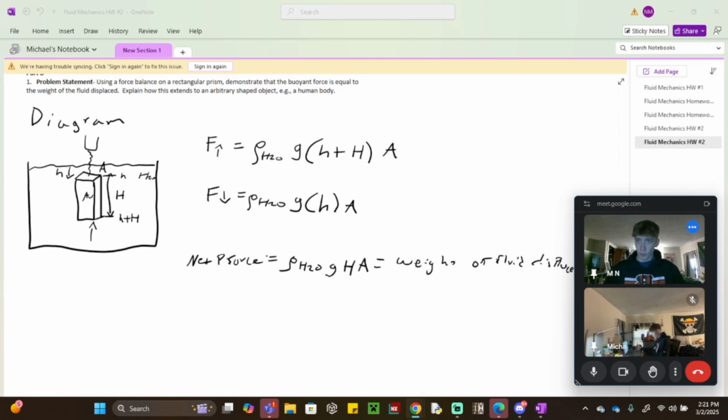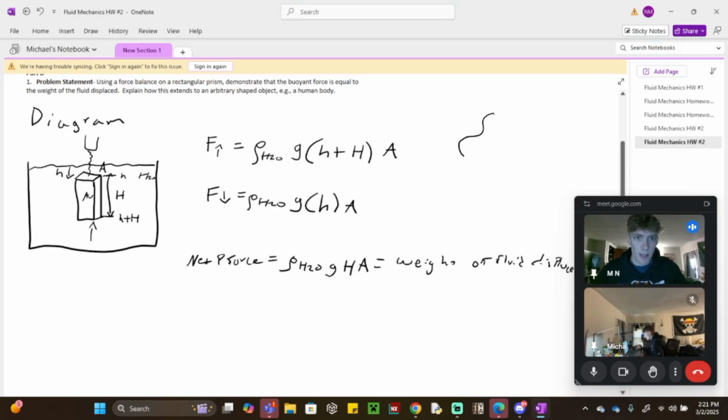So, how does this extend to an arbitrary shaped object, for example, a human body? We can pretty much look at any object the same exact way. We would just have to cut it up into rectangles.